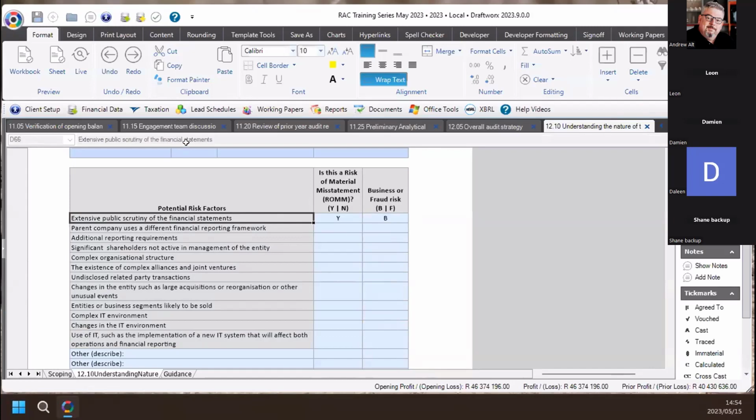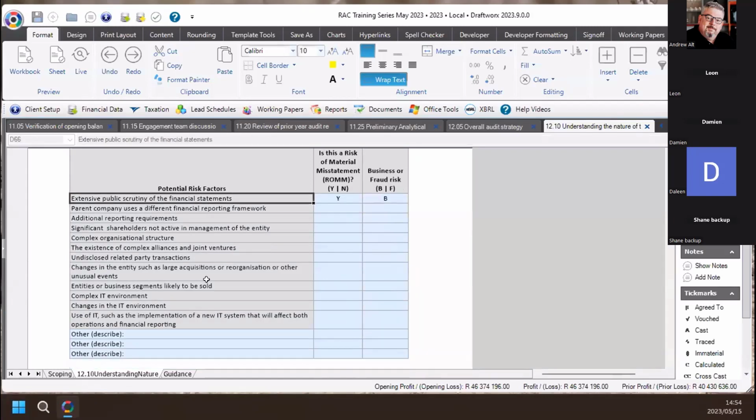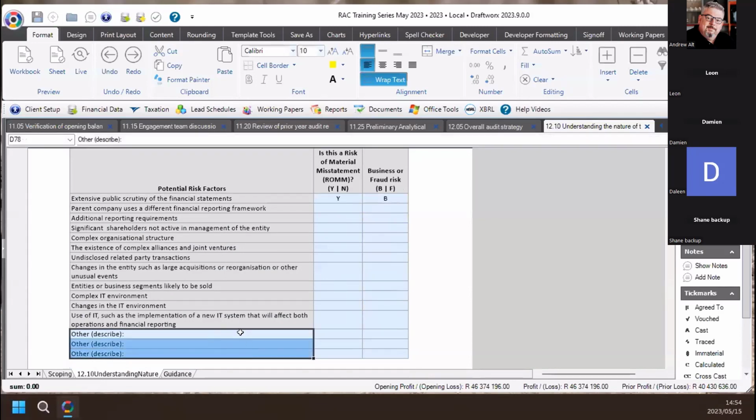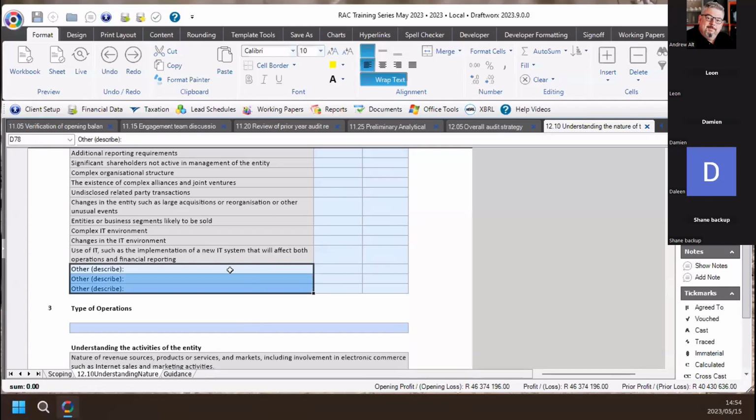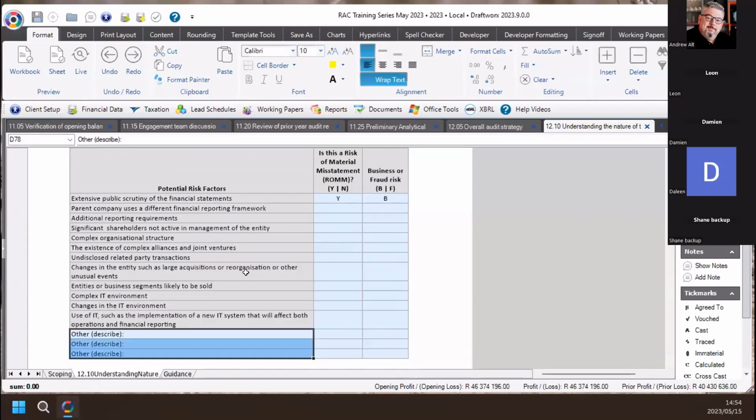It is locked, so we do just ask managers or partners with logins to go and edit it. But if necessary, there is space below to add additional information or additional risks if you so wish. And that will then carry through to the risk register as well.